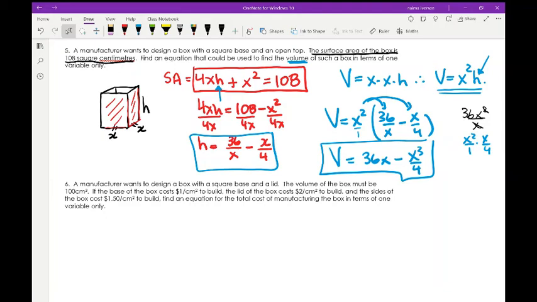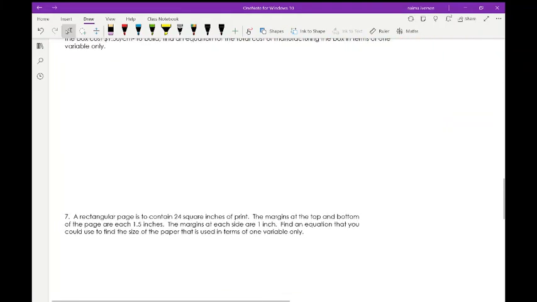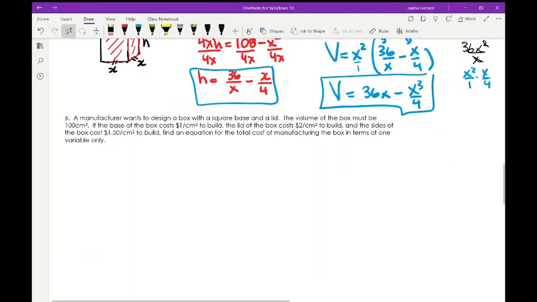All right, how many more do we have? Oh, a couple more. All right, a manufacturer wants to design a box with a square base and a lid, so we just did that.